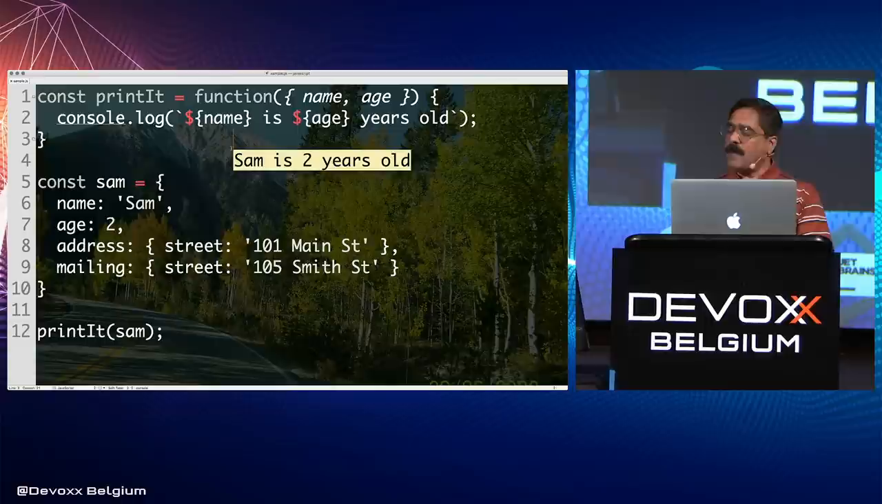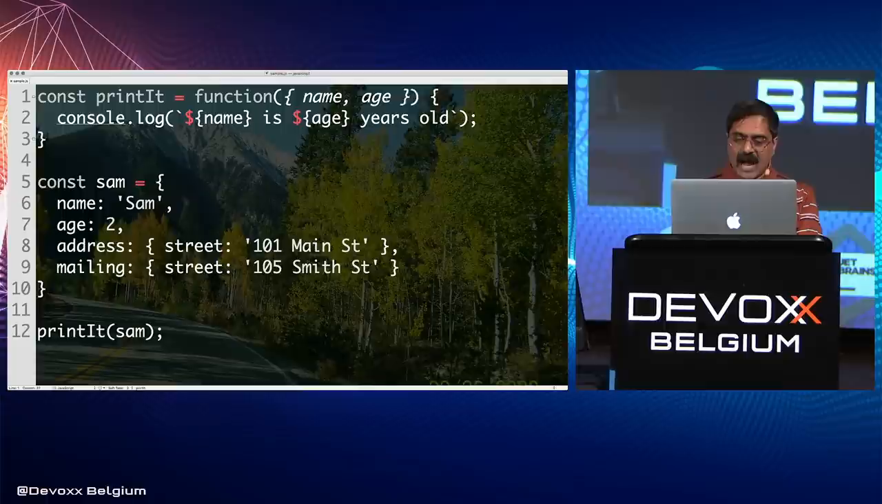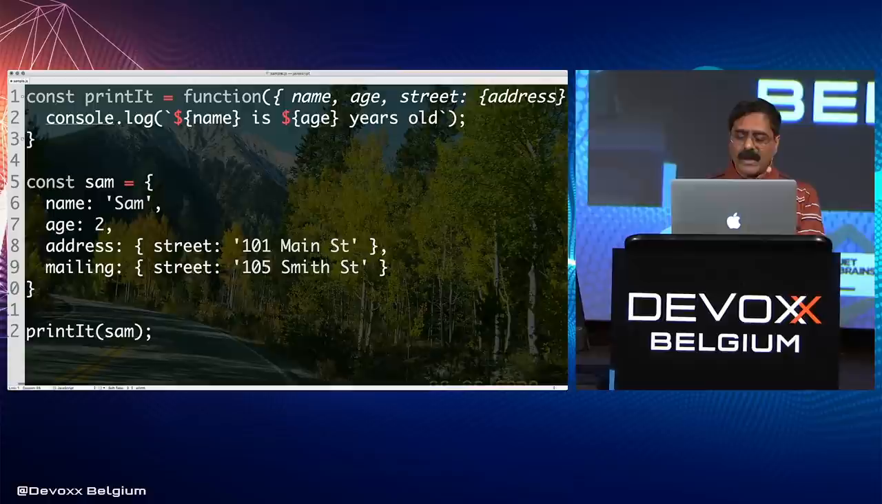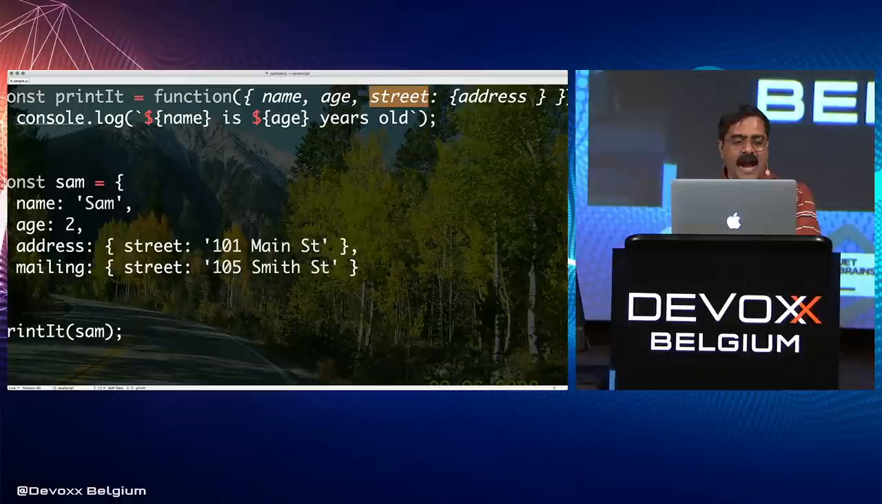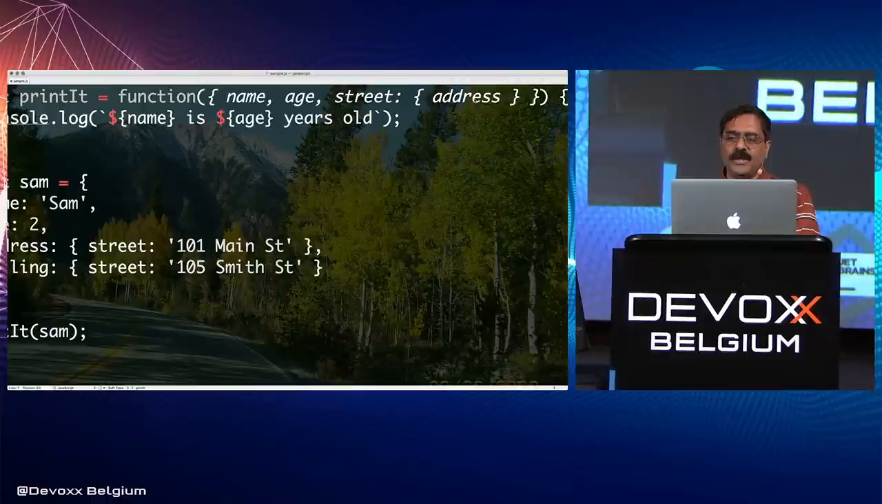Well, here's the deal. You can say comma and street colon address. You can give a different name over here if you wanted to. But I'm going to just get the address right now from the street. So I'm going to say street colon, and then address that's coming from within here, I'm going to specify the address as a value that I want to receive from within that.